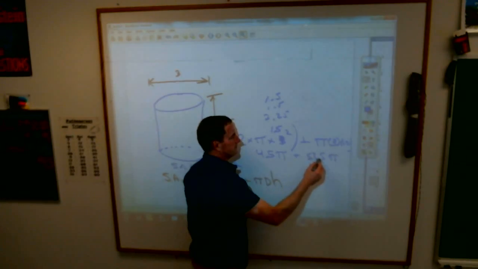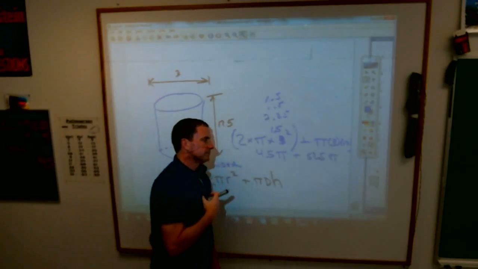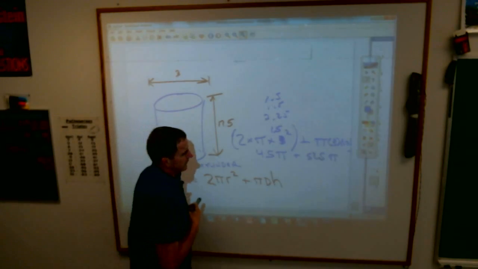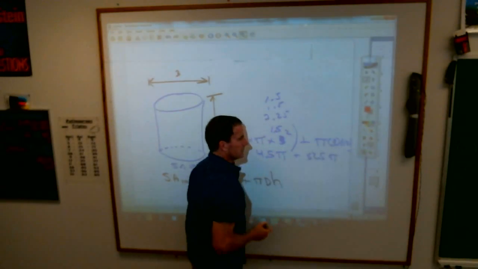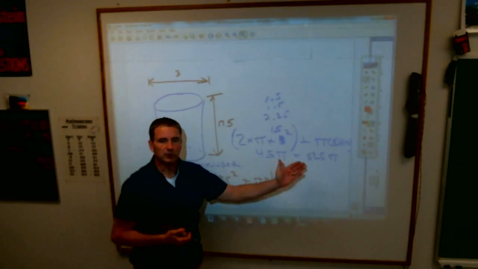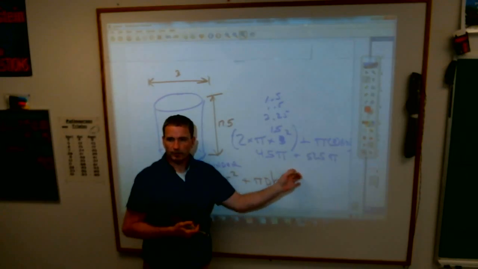What is it, Elijah? 52.5. Oh, good. 52.5. Now, fortunately, the book will probably tell you to leave in terms of pi. That means you don't have to multiply by 3.14.